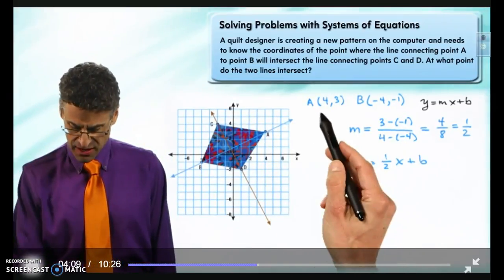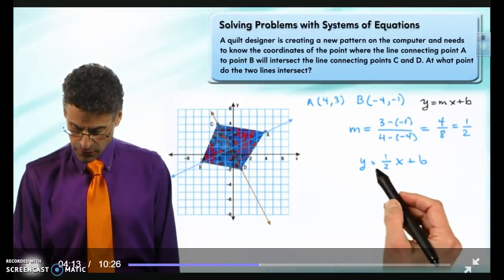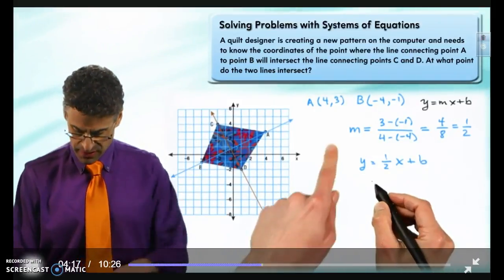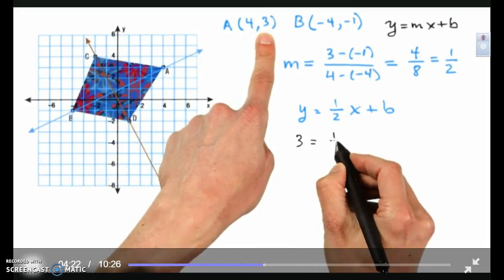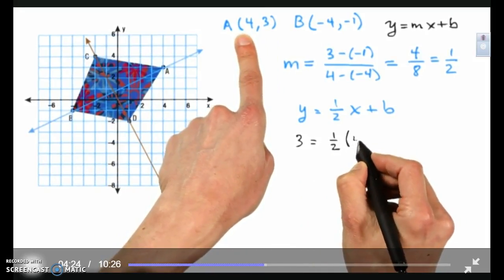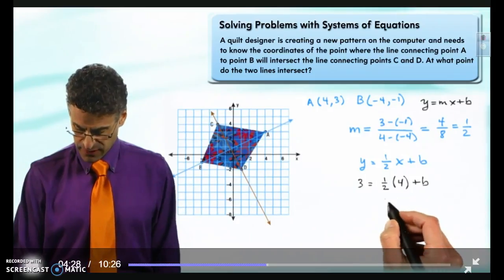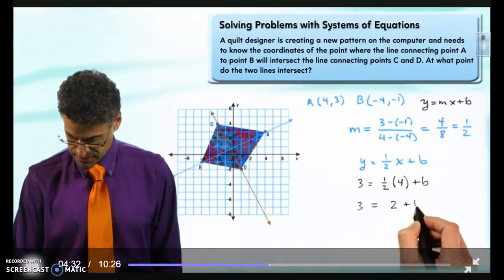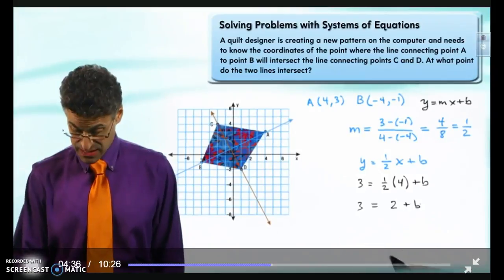So what do we do? I'll take one of the points that I know. Let's take (4, 3), and just plug it in for x, y, and see what we get. If we try that, for y I'm putting in 3, and for x I put in the 4, and that has to yield an identity. And 4 divided by 2 is just 2, so this becomes this equation, and that's really easy to solve. You subtract 2 from both sides, and you see that b equals 1.